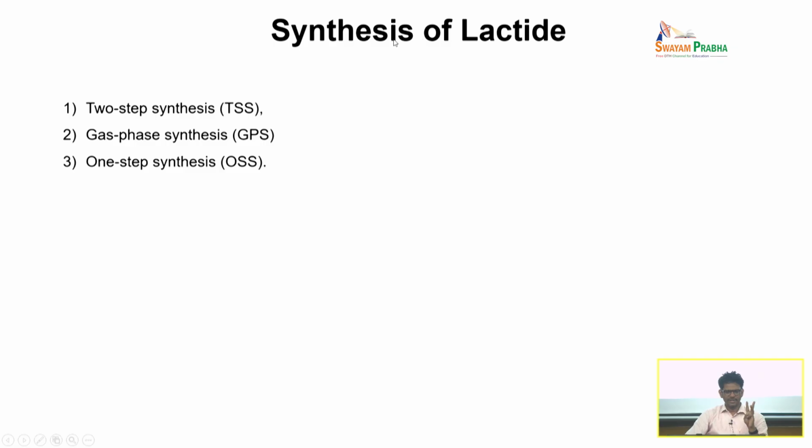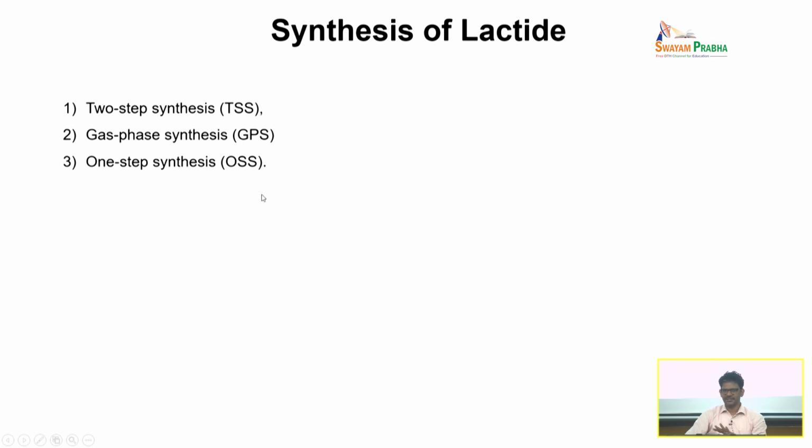And how do we synthesize lactide? I already mentioned lactide is nothing but a dimerized form of lactic acid. This can be done in 3 different ways: there is a 2-step synthesis, there is a gas phase synthesis, and there is a 1-step synthesis. These are the types in which 2 lactic acid molecules are combined together to form a lactide. So let's look at each one of them.